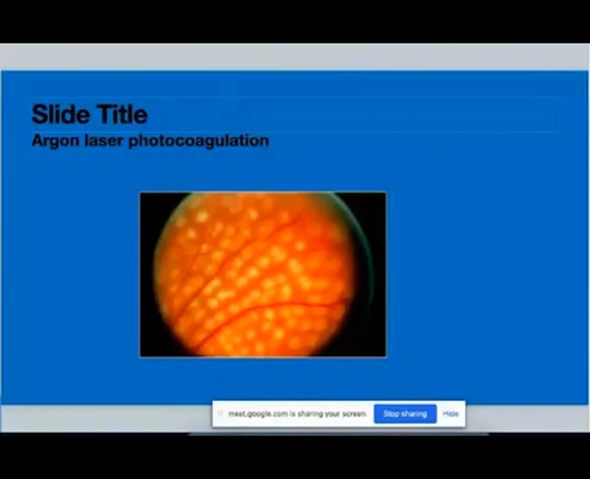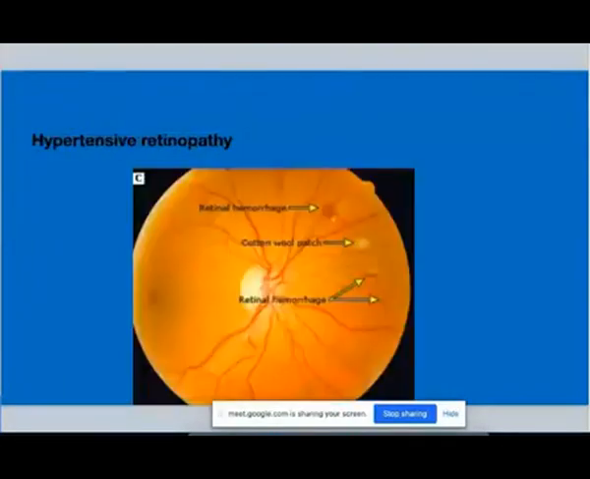This is another close-up photo of the argon laser photocoagulation. And we have top-of-the-line lasers in our department as well.